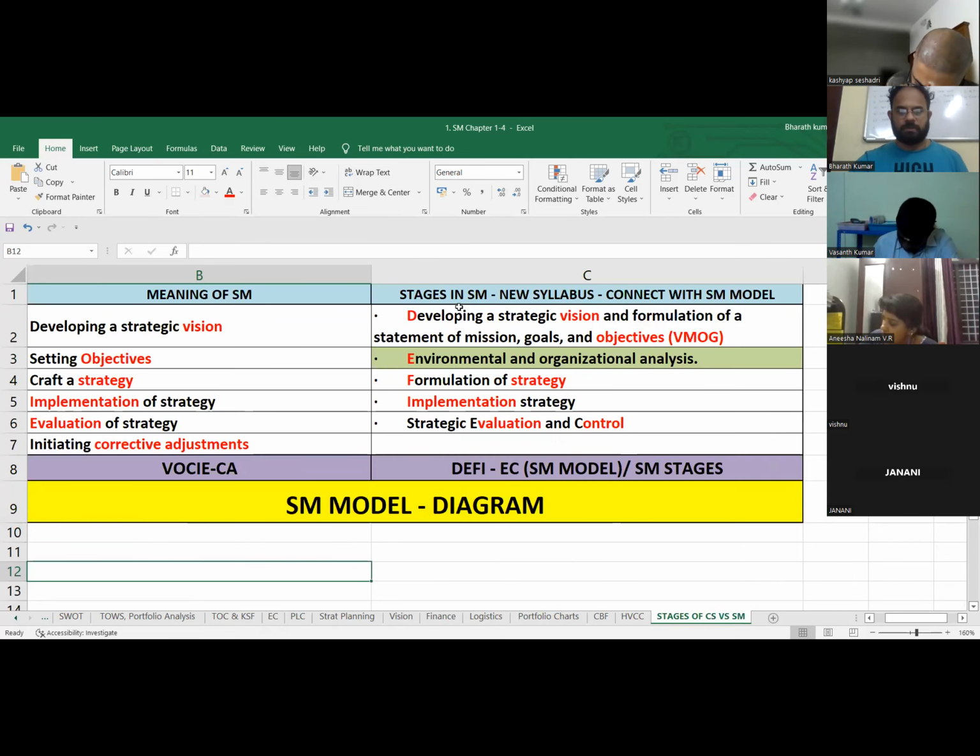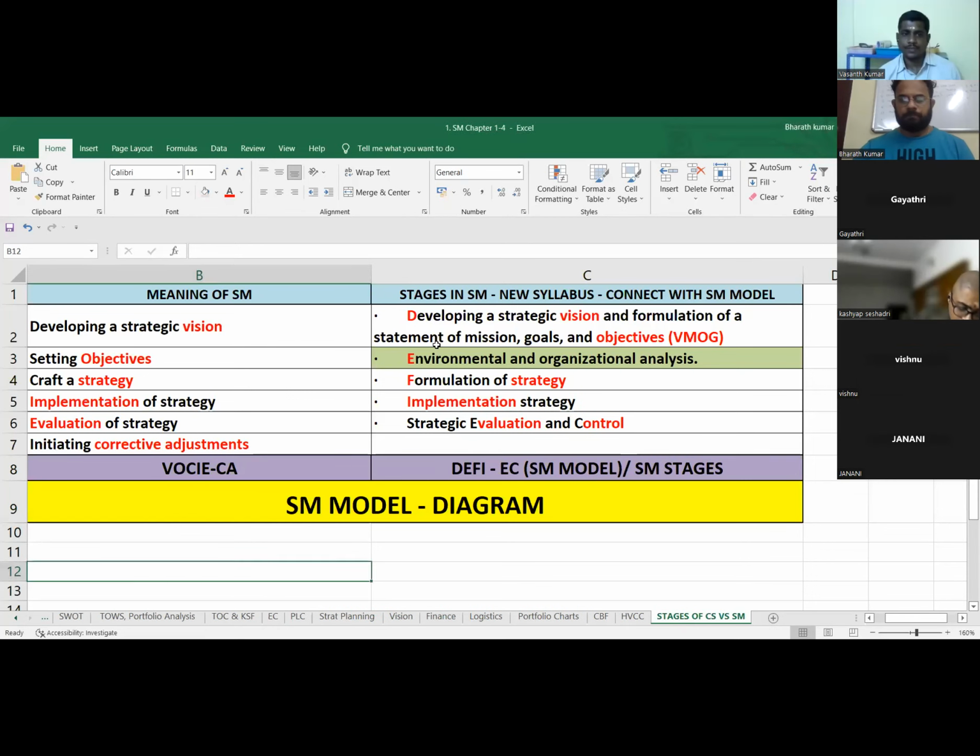So go to the next question. I have told you to write the next question. Please write. So the meaning of SM they will ask in MCQ. They will say VOCIECA. Don't change the order. I'll again repeat. VOCIECA, don't change the order.